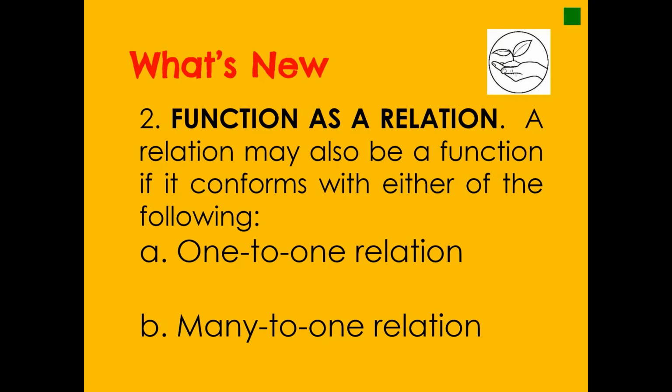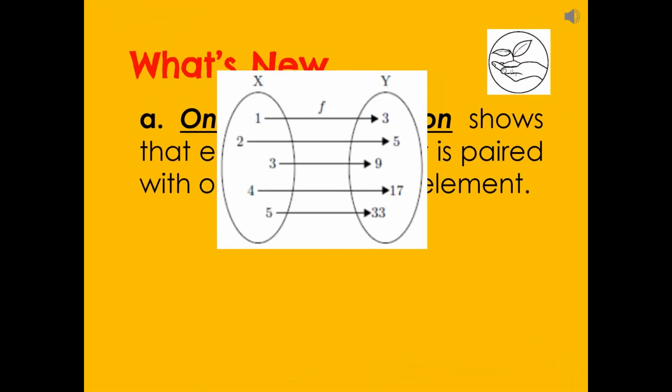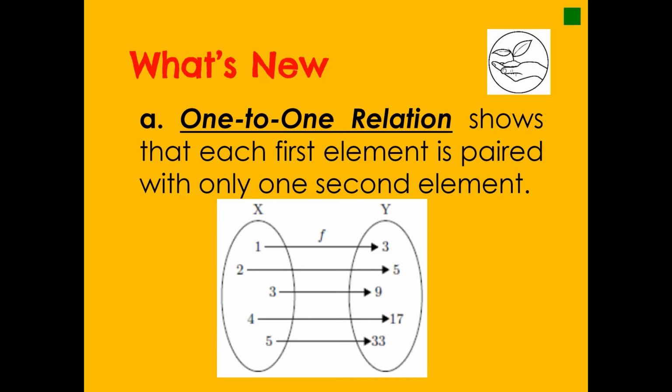Another way of expressing function is through a relation. A relation may also be a function if it conforms with either of the following: A. One-to-one relation, B. Many-to-one relation. One-to-one relation shows that each first element is paired with only one second element. As we can see in the arrow diagram, the pairs are (1, 3), (2, 5), (3, 9), (4, 17), and (5, 33).